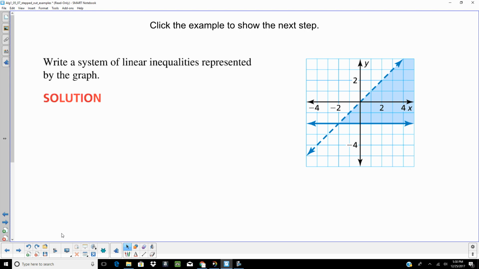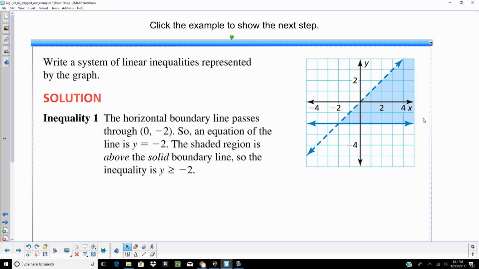So I want to write a system of linear inequalities. On this one, they're giving me the graph, and I need to come up with 2 inequalities. Well, what I notice right away is I've got a solid line and it's horizontal. So if something is horizontal, I know it's y equals. So my boundary line is y equals -2. And it's shaded above, so that's greater, so I would use a greater than or equal to.